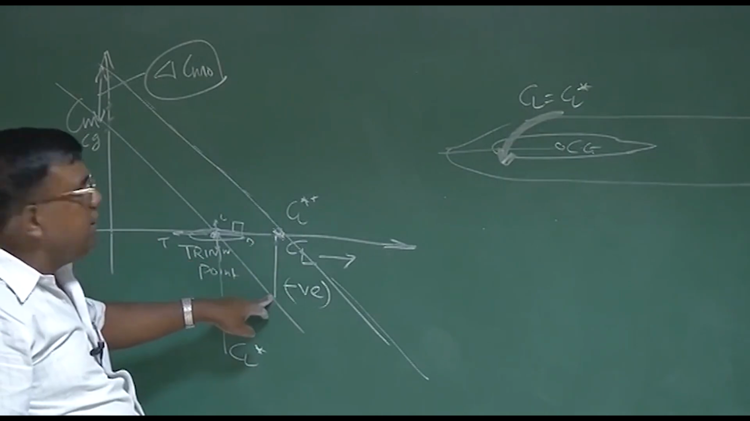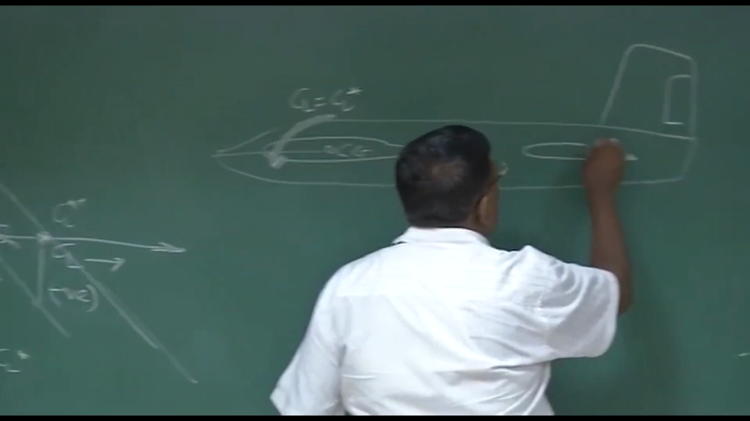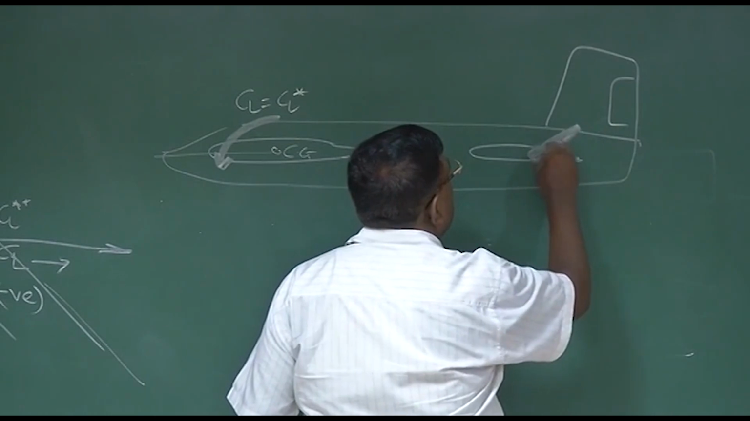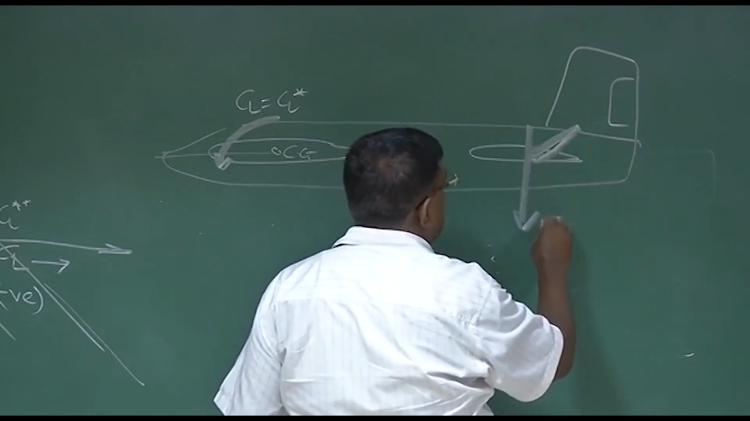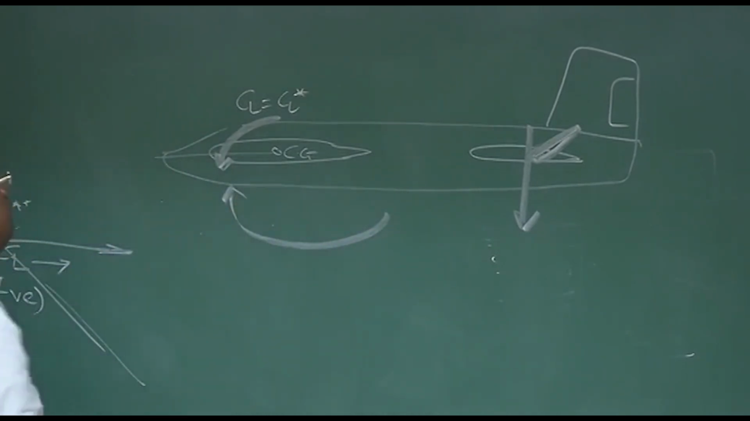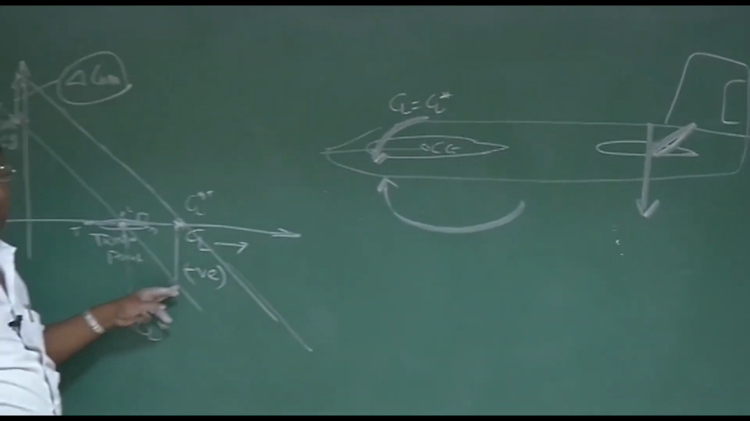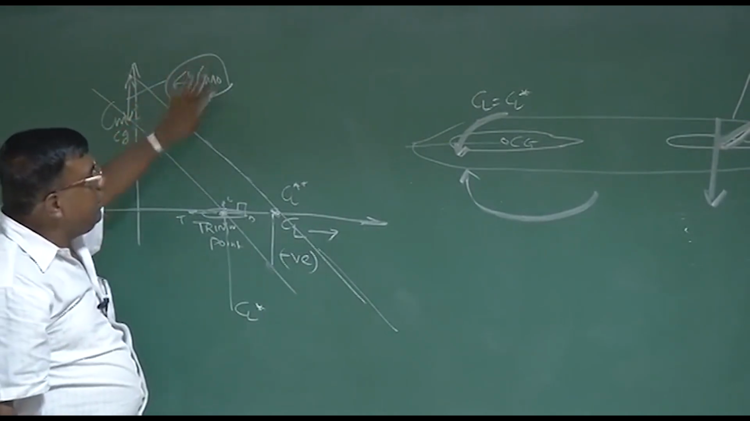So I have to counter this. So what I have to do? I have to give a positive moment. So I will take the elevator up. As the elevator goes up, force acts here downward, and this gives a moment which counters this negative moment, balances the negative moment. And if I try to interpret delta Cm naught, what is happening now?